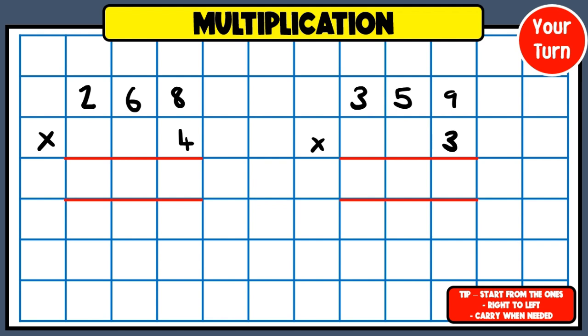Right, let's have a look. So we've got 268 times 4 and we have 359 times 3. So it's our 4 times table and our 3 times table. With the first question, 268 times 4.